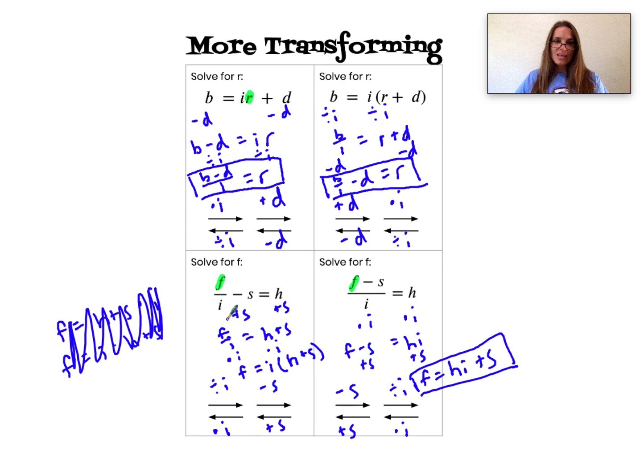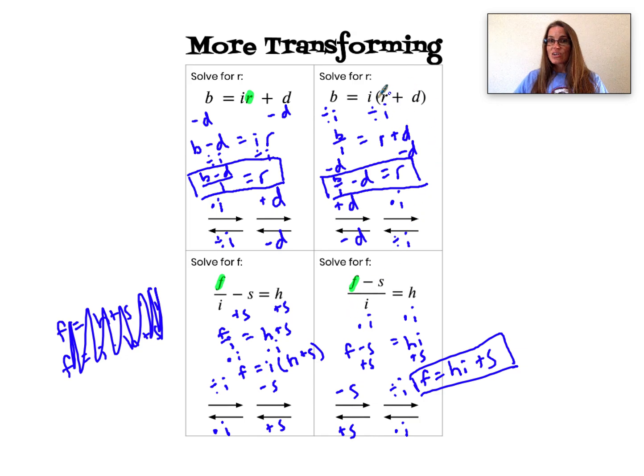To recap, on the left-hand side, I divided by I first, and then I subtracted s. That meant my inverse operations happened in this order: plus s, times I. Right-hand side, first I'm subtracting s, and then dividing by I. That means my inverse operations occur in the order times I, plus s.